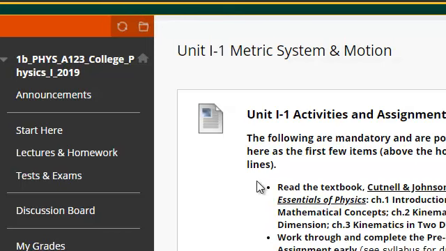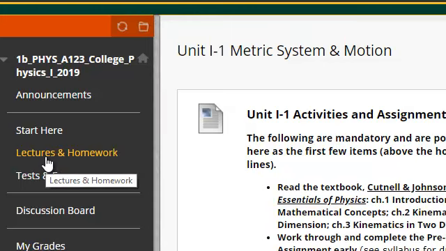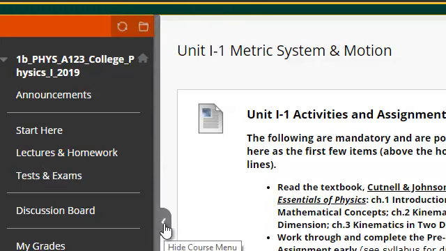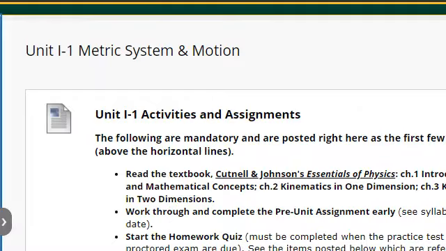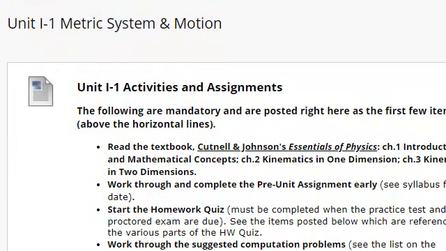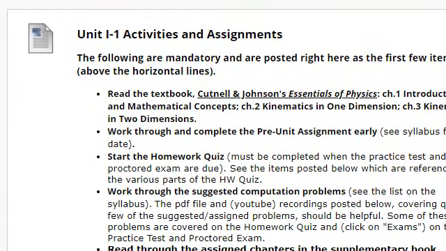This is the recording for the pre-unit assignment 1 and the homework 1. So I clicked on lectures and homework, and then I clicked on unit 1, metric system in motion. And let me get rid of the sidebar here. So what you will find in each unit is the activities and assignments that you have to do.